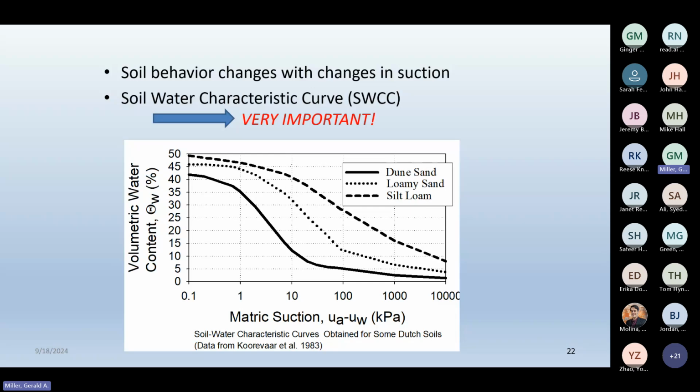Unsaturated or changes in water content have a much more significant effect on clayey soils, fine-grained soils, than they do on coarse-grained soils, because the range of suction of interest tends to be much smaller in the coarse-grained soils.